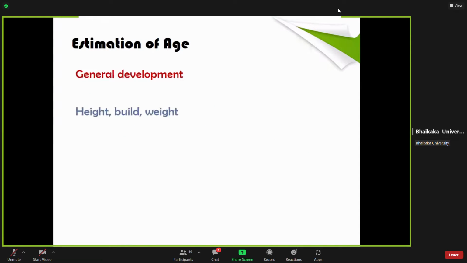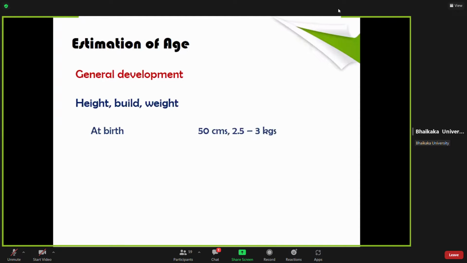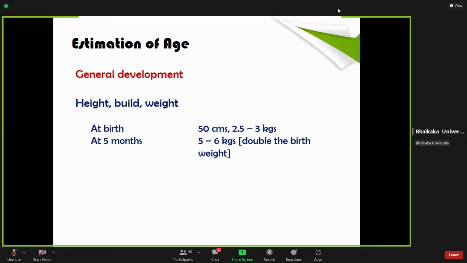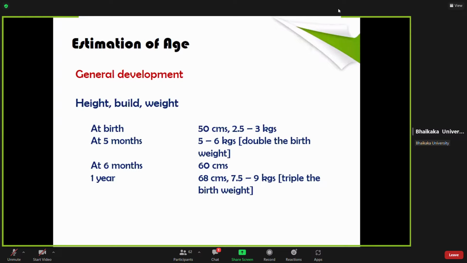In general development, we look at height, build, weight, everything. At the birth, there is around 50 centimeter height and the weight will be around 2.5 to 3 kgs. At 5th month, the weight will be 5 to 6 kg, which is double the birth weight. At 6 month, height will be around 60 centimeters. And in 1 year, height will be around 68 centimeters and weight will be 7.5 to 9 kgs. At 4 years, height will be around 100 centimeters, which is double its birth height.